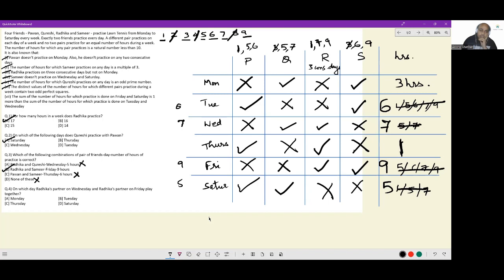Last, on which day Radhika's partner on Wednesday? Radhika's partner on Wednesday is Qureshi. And Radhika's partner on Friday. Radhika's partner on Friday is Samir. Play together. So Q and S play together on a Monday. So option A. And that is the entirety of the set.